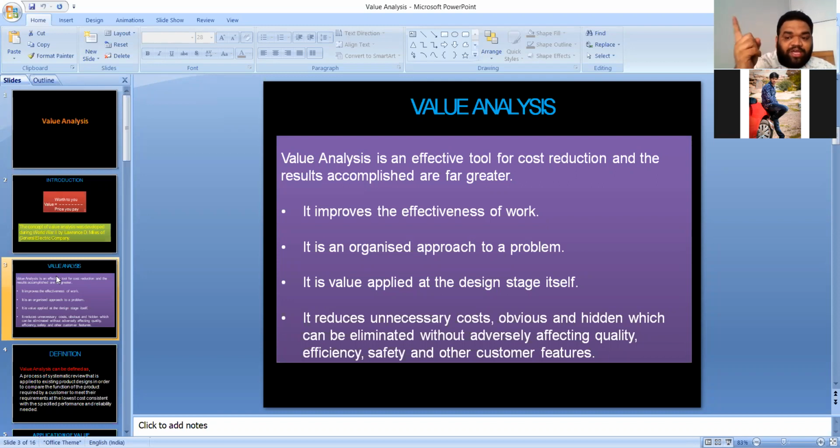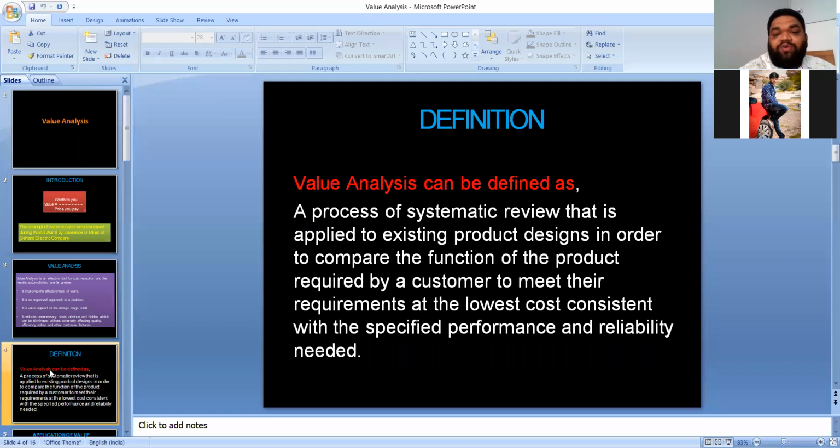Whatever quality we are producing, whatever quality we are giving, we have to give, and also the work efficiency and everything we have to maintain. And also the safety, we should not affect the workers and other customer features in the value analysis. Now let us see the definition. How can we define? Okay, so value analysis can be defined.